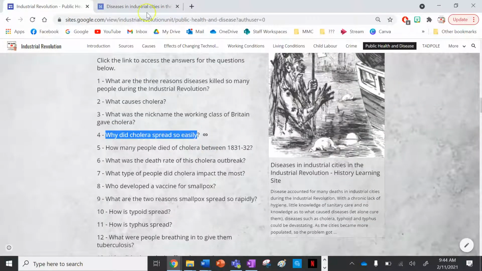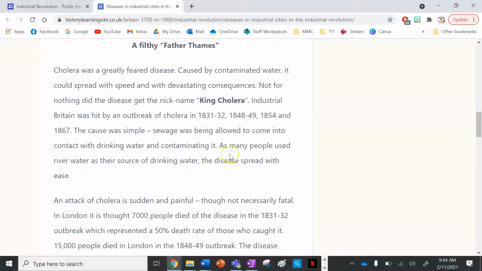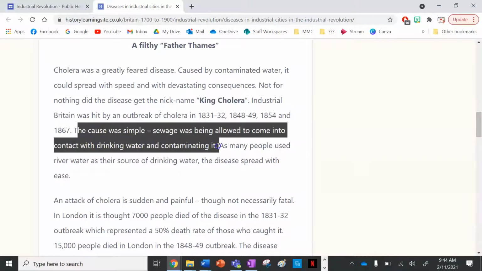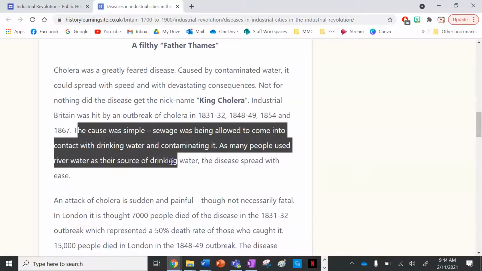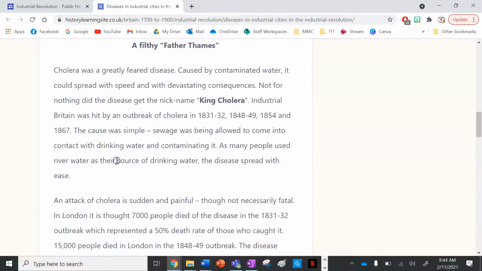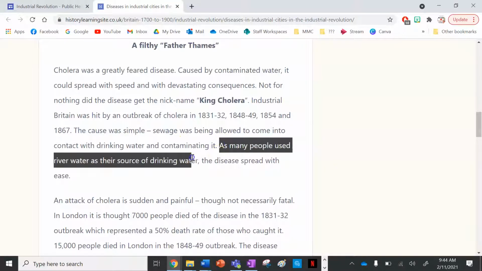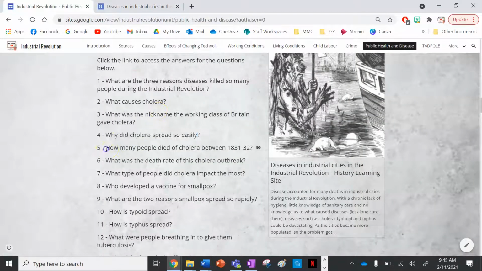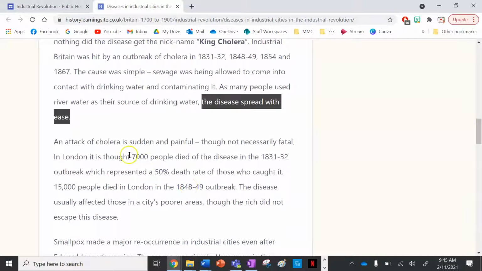Number 4, why did it spread so easily? Our answer for that is down here. The cause was simple. Sewage was being allowed to come into contact with drinking water and contaminating it. As many people used the river water as their only source of drinking water, the disease spread with ease. So it contaminated the drinking water, and it was their only source of drinking water, and so that's why it spread so easily. Number 5, how many people died of cholera between 1831 and 1832? We have our answer here is 7,000 people, which is quite a lot in London alone.